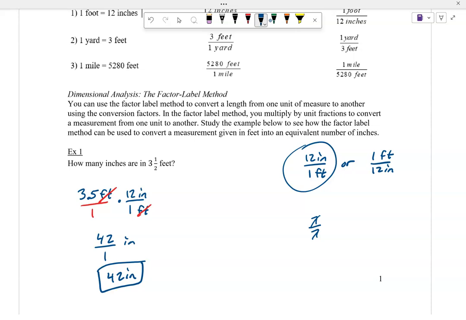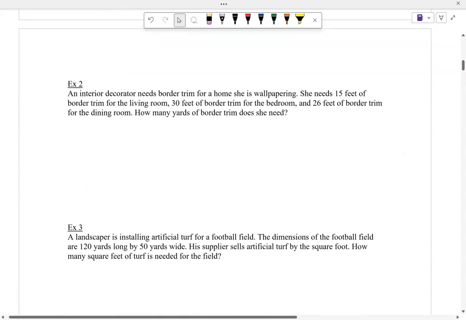You're probably looking at that thinking, well, why do you need to do it that way? Well, if you get some things complicated, like let's say you're going from miles per hour to feet per second, and you're doing a bunch of conversions, that's when this dimensional analysis comes into play. So scientists and engineers really like this approach, dimensional analysis. So let's do another one.